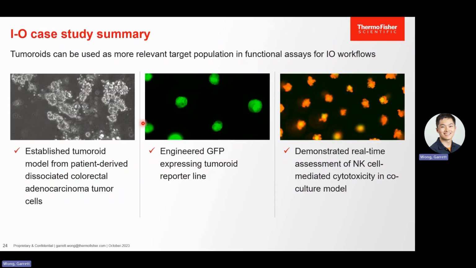So what are the key takeaways? We showed that we could establish tumoroid models from patient-derived colorectal adenocarcinoma tumor cells. These cells were also characterized to make sure that they resemble their donor tissue. Then these were engineered into GFP reporter lines. This could be any type of engineering, but in this case it was GFP. And then we were able to demonstrate a proof of concept study on how tumoroids could be used for more relevant target populations and functional assays for immuno-oncology workflows.